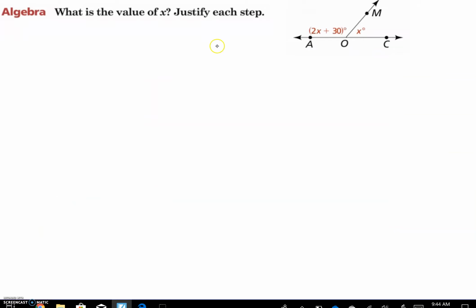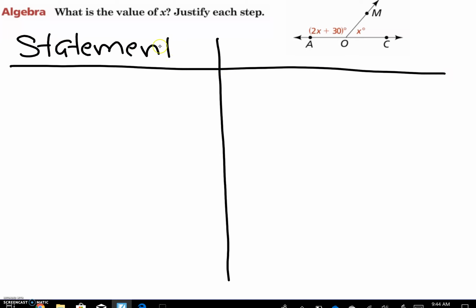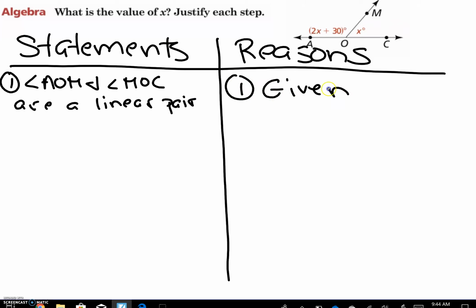We're going to write a two-column proof here. Basically we're just going to prove what x is. Statements and reasons. All right, so what do we know? The first thing that we're given is that angle AOM and angle MOC are a linear pair. We know this. This was something that we learned back in chapter 1, and the reason is because it's given. This picture gives us what is a linear pair.